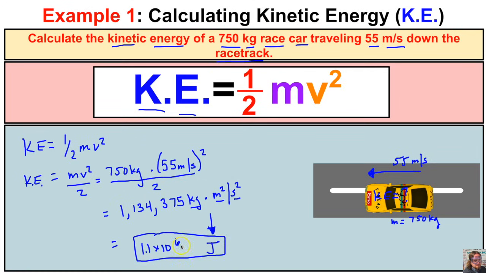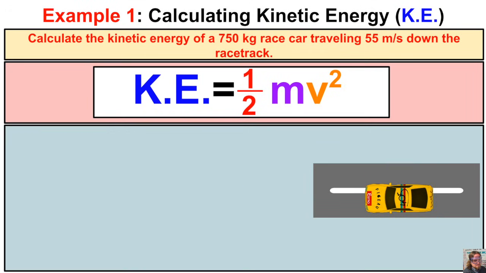So that's going to be how much energy this little race car has as it's traveling down this straightaway at 55 meters per second, provided that it has a mass of 750 kilograms. All right, so that's how we're going to find the kinetic energy when we know the mass and velocity. In example 2, let's figure out how to calculate the mass when we know the velocity and the amount of kinetic energy.